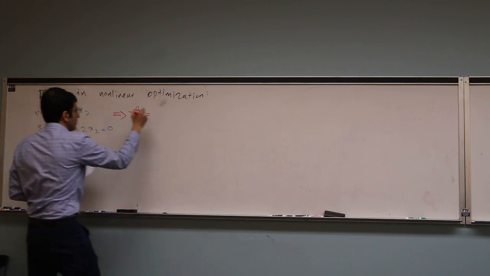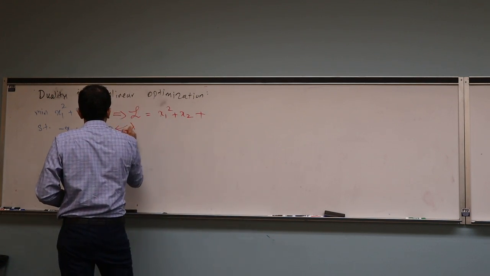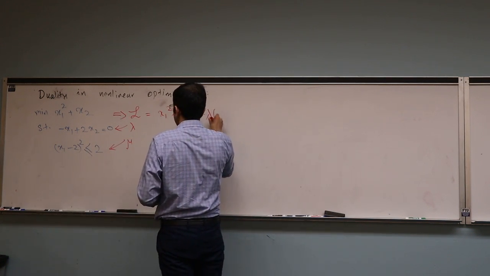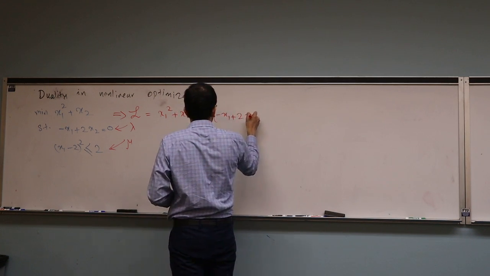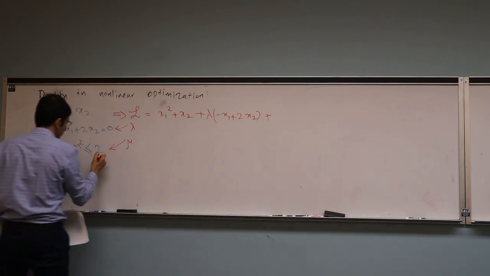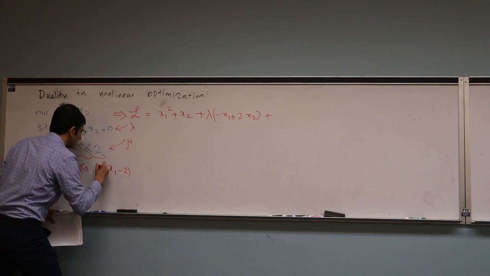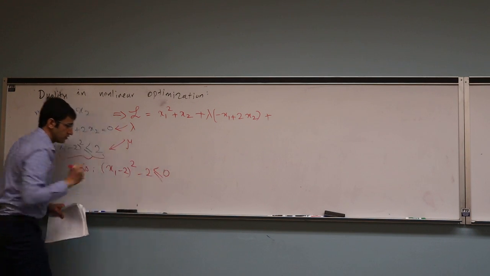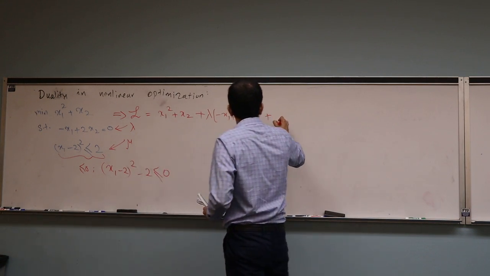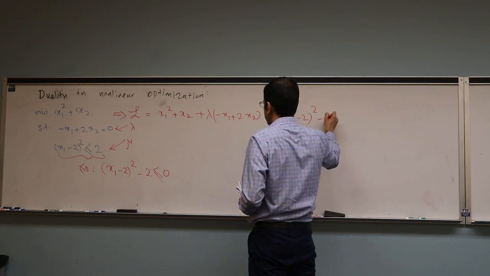The Lagrange function is your objective function, x1 squared plus x2, plus, let's assign lambda to this and mu to this constraint. Lambda multiplied by the equality constraint, minus x1 plus 2x2, and mu to the inequality constraint. Before doing that, we have to write this in the format of less than or equal to 0. So it will be x1 minus 2 squared minus 2 less than or equal to 0. I just brought 2 to this side. So plus mu times x1 minus 2 squared minus 2.